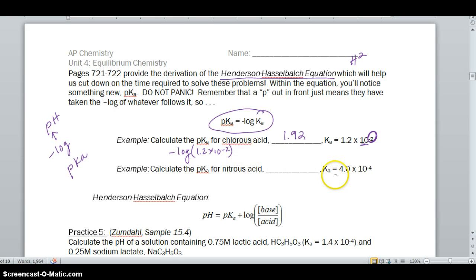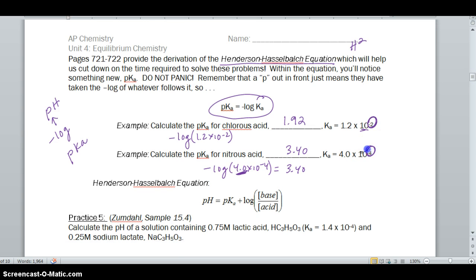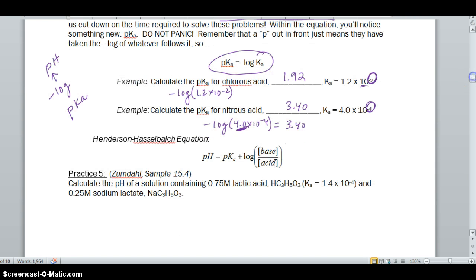Alright, so the pKa for nitrous acid, again, negative log of the Ka, so 4.0 times 10 to the negative 4th. When I do that, I get 3.40. So again, remember we got a new sig fig rule for our logs. This has two significant figures, so the thing you're taking the log of, its significant figures should match the number of decimal places. So that's why I've given it 2 decimal places. Alright, and again, 3.4 is pretty close to 4, and 1.92 is pretty close to 2. So those are reasonable numbers.